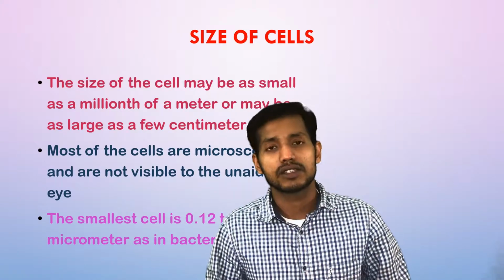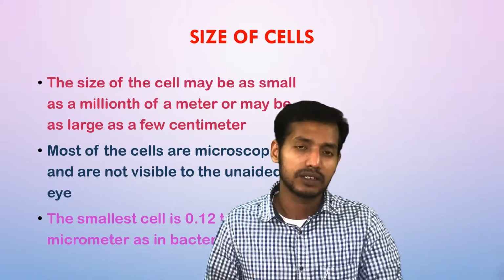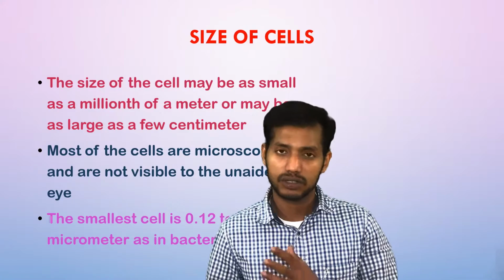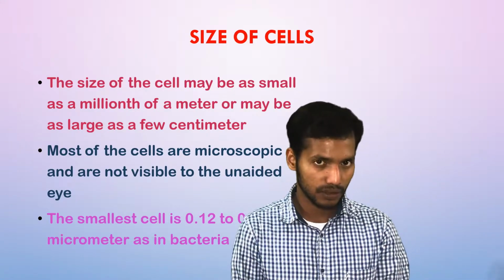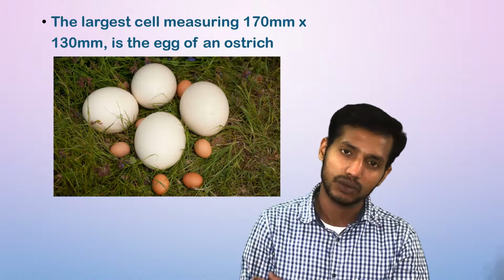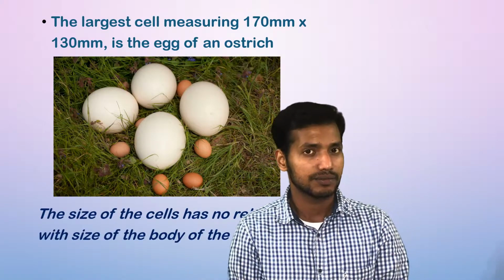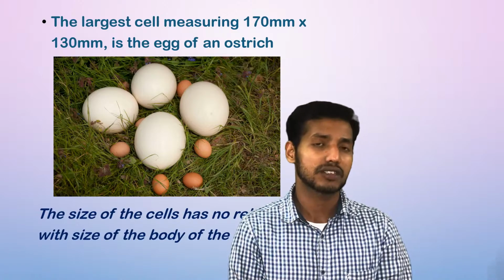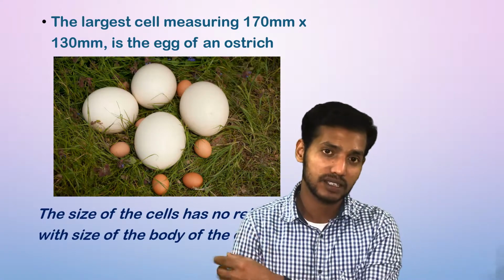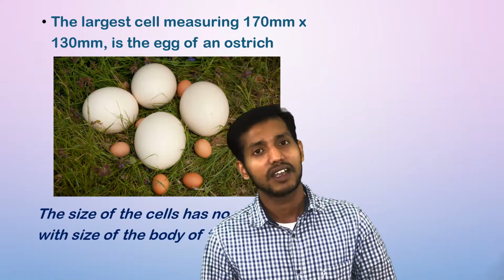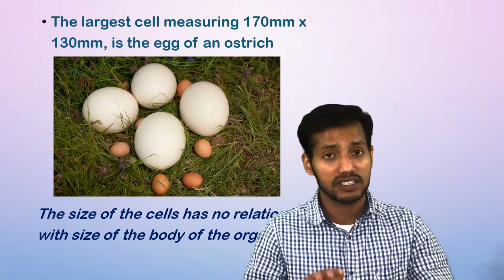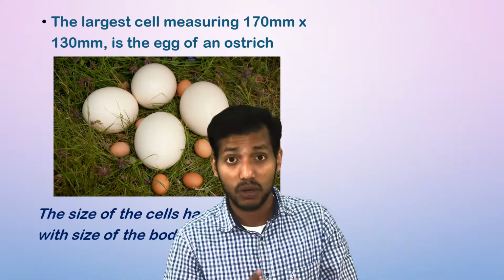The smallest cell is 0.1 to 0.5 micrometer, as in bacteria. This is the smallest cell. And the largest cell measures 170 millimeter by 130 millimeter. That is the ostrich egg. You can see in this picture a comparison between an ostrich egg and a hen's egg. The hen's egg is much smaller compared to the ostrich egg. So that is the largest cell present in the world, the ostrich egg.